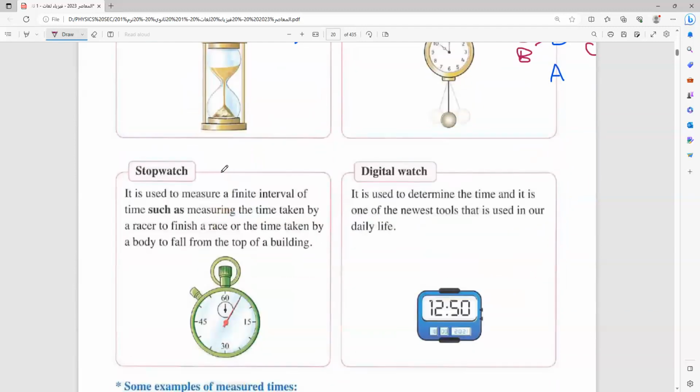The stopwatch is used for measuring the time needed, for example, for a competition or for a racer. The digital watch is used in our daily life. It has a digital screen.